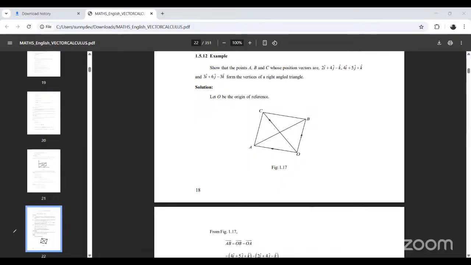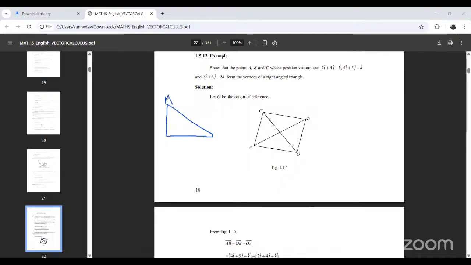Here they give three vectors and ask to prove that the three vectors form a right angle triangle. Generally, if three points are there, we can show that these three points make a right angle triangle.